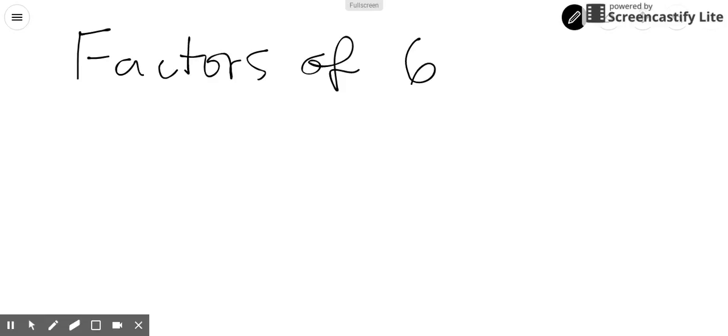Well, if you need a refresher, factors are just numbers that we multiply together to get, for example, 6. So factors are what you multiply together to get that number. So we can multiply 1 and 6 to get 6. Well, 1 and 6 are factors. We can also multiply together 2 and 3 to get 6. So there are only 4 factors, and those factors of 6 are 1, 2, 3, and 6.